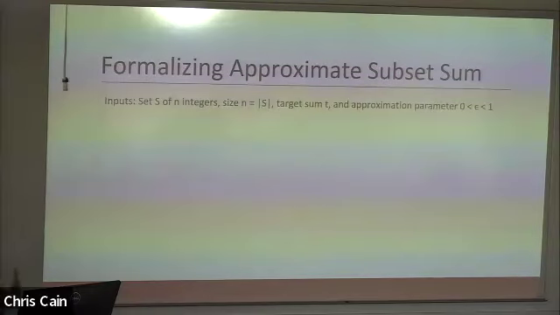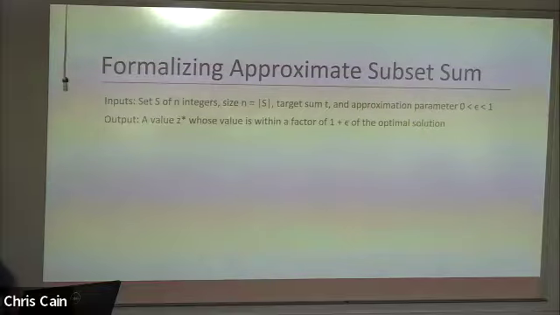So the approximation algorithm for this says that we're going to use an approximation parameter epsilon. And that approximation parameter is, according to the last example, the 10%. We trimmed everything within 10% of the last element of the list. That approximation parameter gives you what that percentage is. The output, the book calls Z star, so we're going to go with Z star. That is a value within some factor of the optimal solution, and that's 1 plus epsilon.